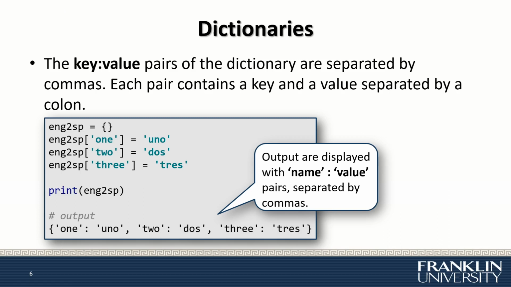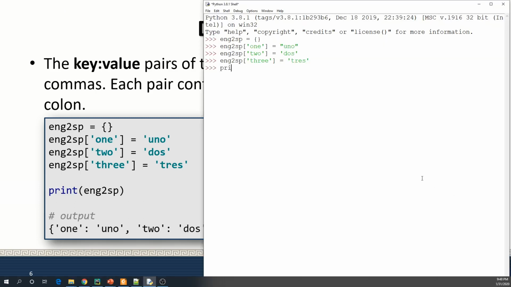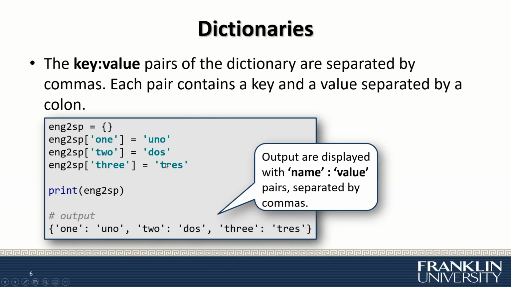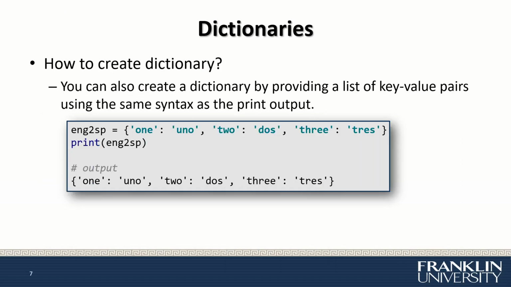So if I go to the Python shell, I do print English to Spanish. I print the dictionary. You can see the key colon value, key colon value, and key colon value. And by doing this, you can actually create a dictionary and initialize it with some key value pairs from the beginning.